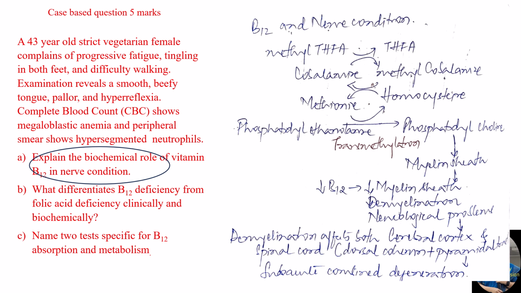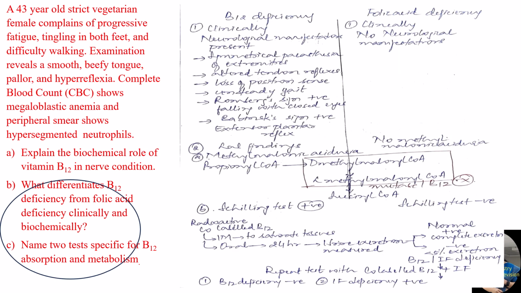Now this demyelination affects both the cerebral cortex and the spinal cord, in particular the dorsal column and the pyramidal tract. So that's the reason why subacute combined degeneration, contributing to neurological problems, is common in B12 deficiency. The next question asked was: how to differentiate B12 deficiency from folic acid deficiency, both clinically and biochemically.